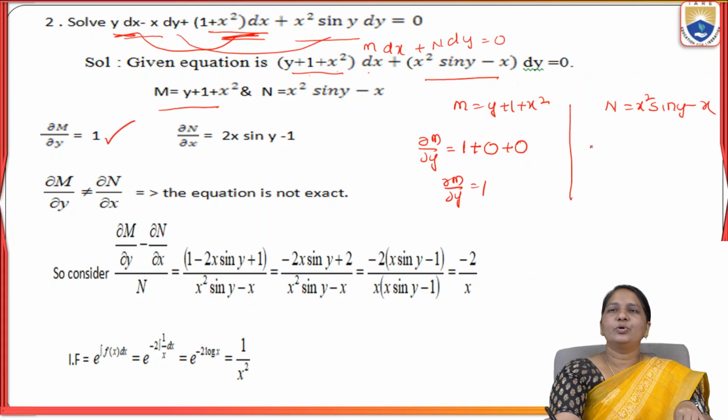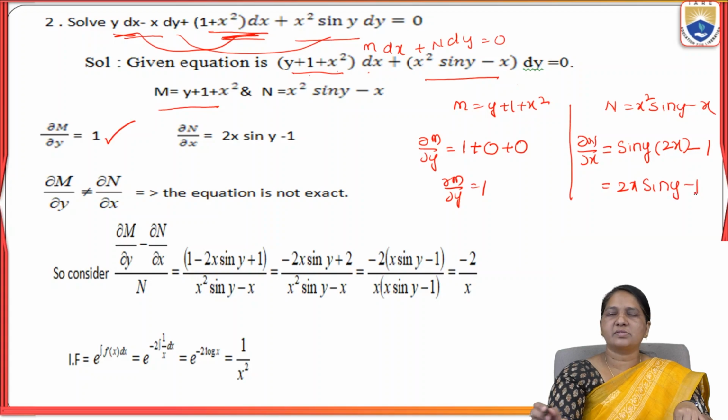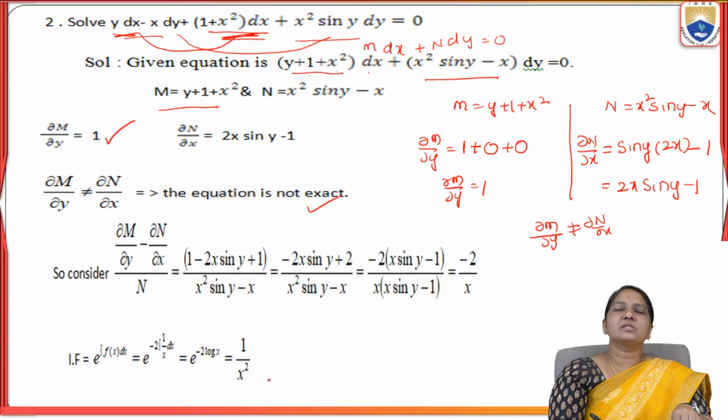Next, coming to dou N by dou x. With respect to x we are doing here, sin y is the constant. The derivative of x square is 2x, minus the derivative of x, which is 1. So finally this is 2x sin y minus 1. So here clearly we can say that dou M by dou y is not equal to dou N by dou x. That means this is not an exact differential equation.